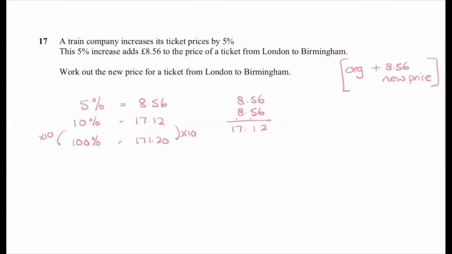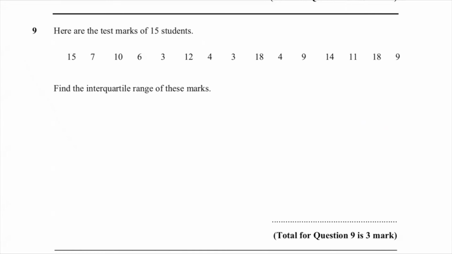So the original ticket price was £171.20. Our 5% increase was £8.56. So the new ticket price is £179.76. Okay, so that's the end of the crossover question.